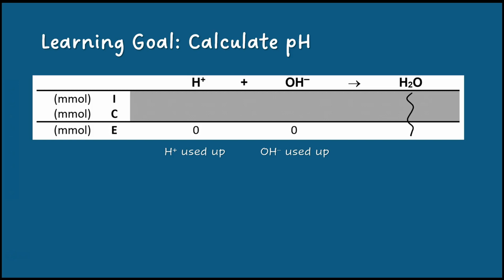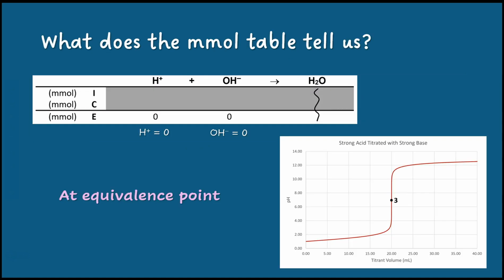In this generic millimole table, we are only looking at the E row. What we see here is that both H plus and OH minus are consumed. They have reacted stoichiometrically and neither one is in excess. Because they both go to 0, this puts the reaction progress at region 3 of the titration curve, which is the equivalence point. Notice here that the only thing in solution is pure water. This means our pH value will be equal to the pH of water.